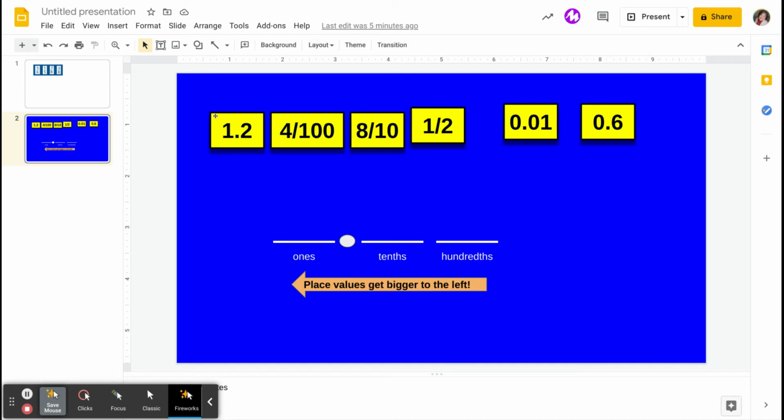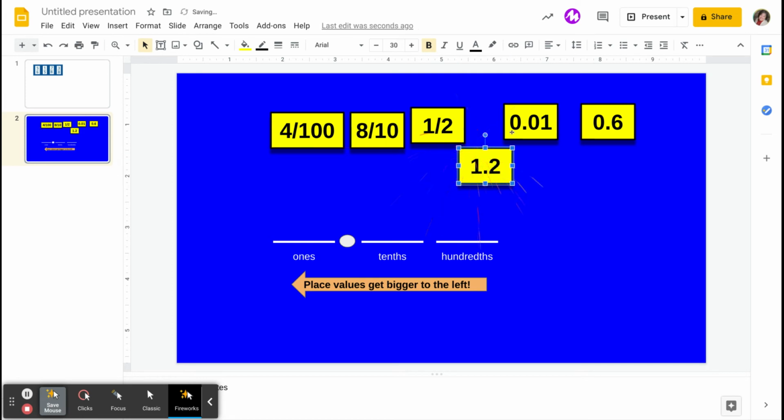So I know that one's going to be bigger because it's got a 1 in the ones place, and it's more than one whole. So I'm going to move it up, bigger than all my fractions. And now I'm going to look at the ones place. And these two decimals here, 0 and 1 hundredth, 0 and 6 tenths. Well, I've got one whole here, so I know that's going to be the biggest. All right. So next, I need to think about what I know about fractions and decimals.